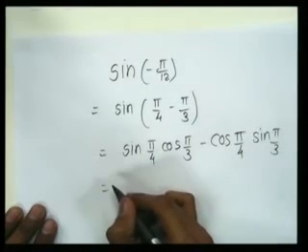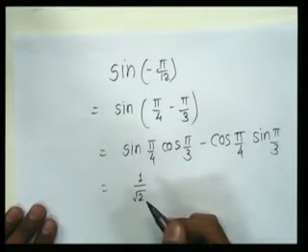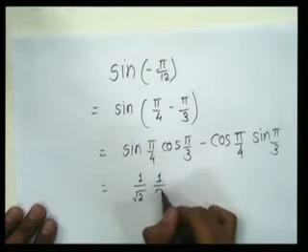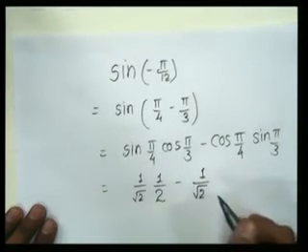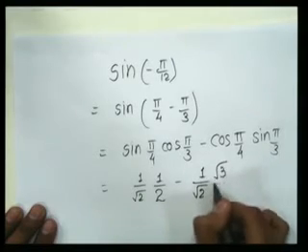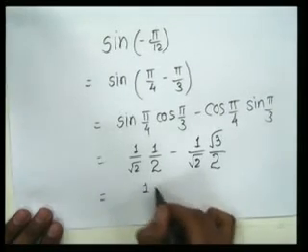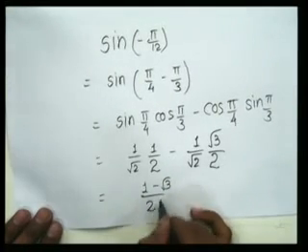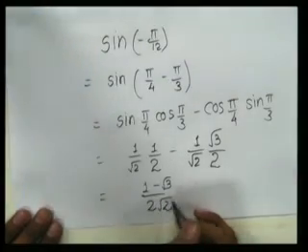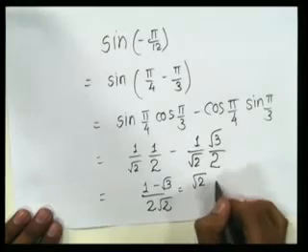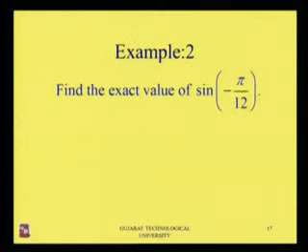Sin pi by 4, that is sin 45 degree, value is 1 by root 2. Cos pi by 3, that is cos 60, is 1 by 2. Cos pi by 4 is 1 by root 2 and sin pi by 3 is root 3 by 2. So answer is 1 minus root 3 by 2 root 2. We can simplify this by multiplying by root 2 in numerator and denominator. So answer is root 2 minus root 6 by 4. Let us discuss on presentation.